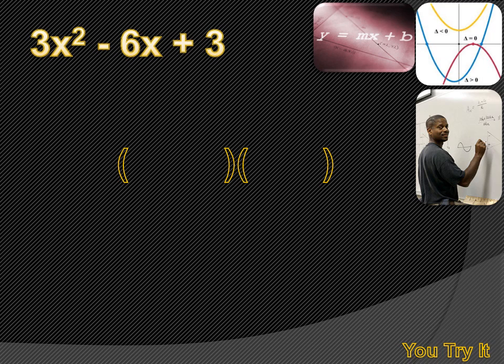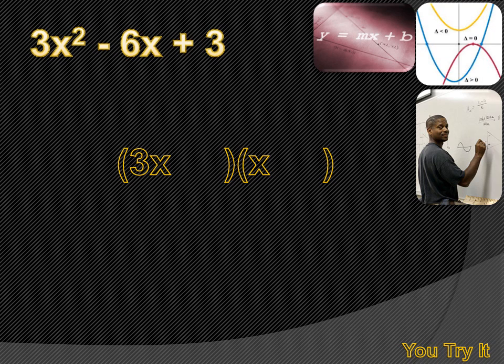Okay, let's start with a pair of brackets, and then let's start filling in those brackets by looking at the a term, 3x squared. Well, that has to be 3x and x, so I'll put 3x in one and x in the other. Now, my c term is positive, but I could get a positive 3 by multiplying 3 times 1 or by multiplying minus 3 times minus 1. Which is it? Well, let's look to the b term to figure that out.